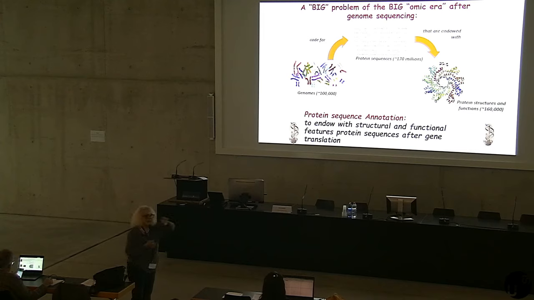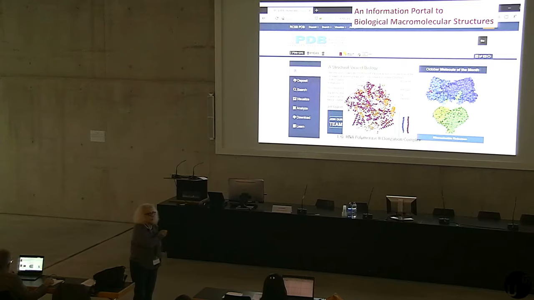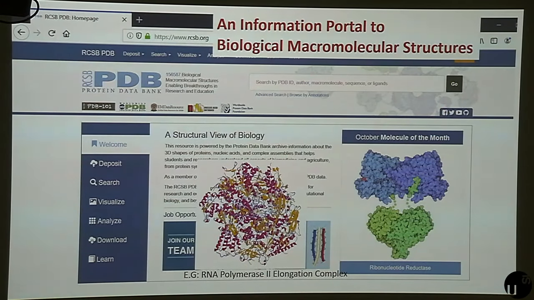Redundancy means leakage between different data, because if the data are always the same, obviously you cannot derive information unless you have variability even in the data. Okay, good. So we have big problems in the big omic era after genome sequences. Our knowledge is mainly stored in biological databases. So the PDB contains protein structures, and nowadays even electron densities.